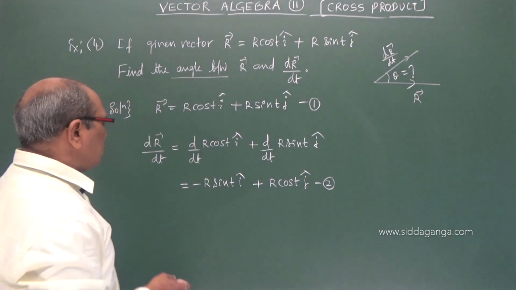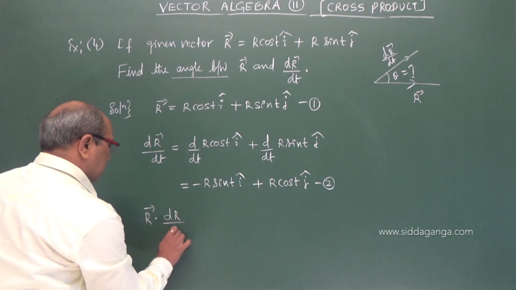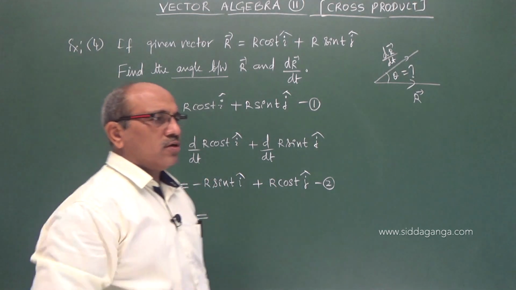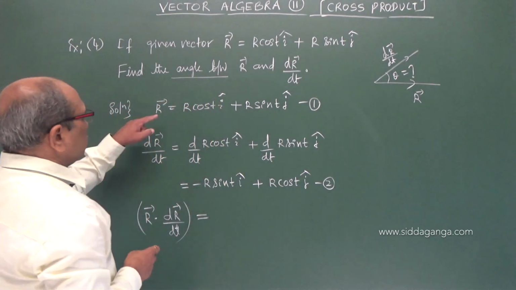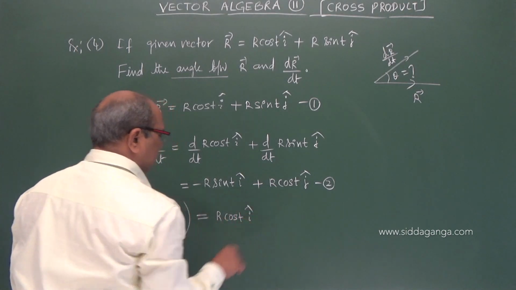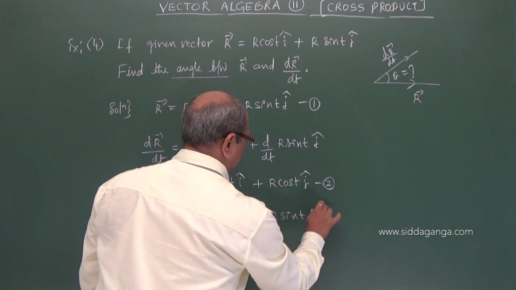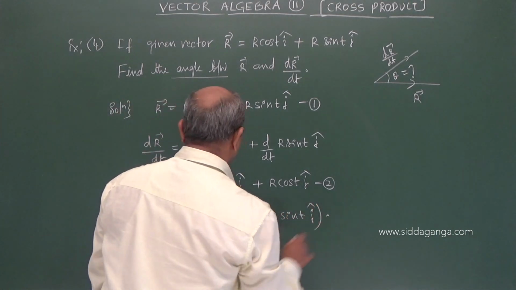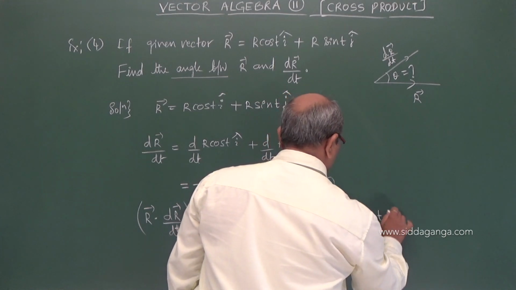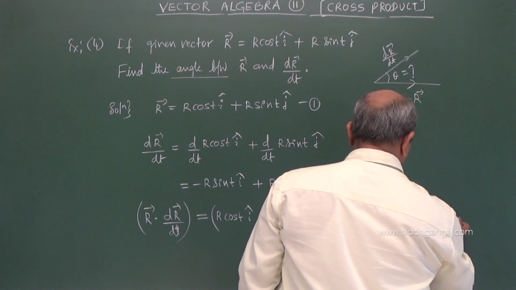Now here, the dot product, let us apply R dot dR by dt. Why I selected this? Because usually to measure the angle, we go for the dot product. So R cos t i plus R sin t j dot dR by dt, which is minus R sin t i plus R cos t j.